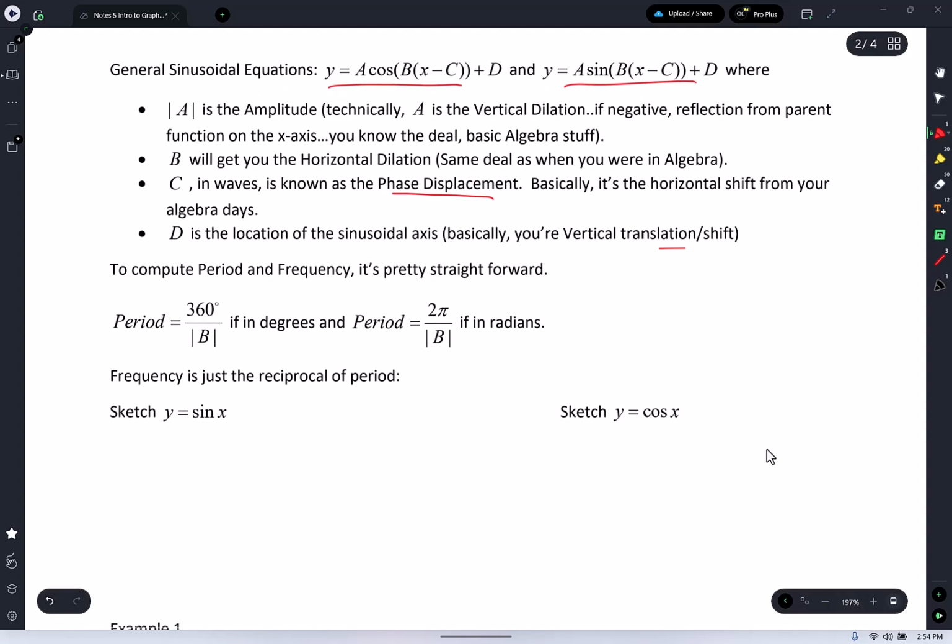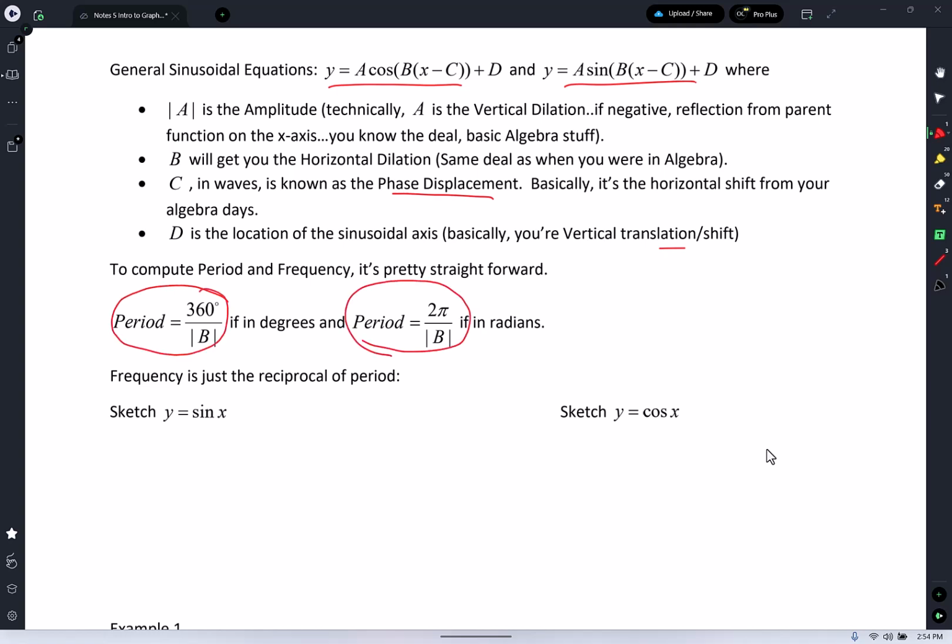And then, of course, we already said here, period is 360 divided by B if you're in degree mode, or 2 pi divided by your absolute value of B if you're in radian mode. The period of the parent function should be 2 pi. So from here you can get your B, right? So this means that your B is 360 degrees divided by period, or B equals 2 pi divided by period.